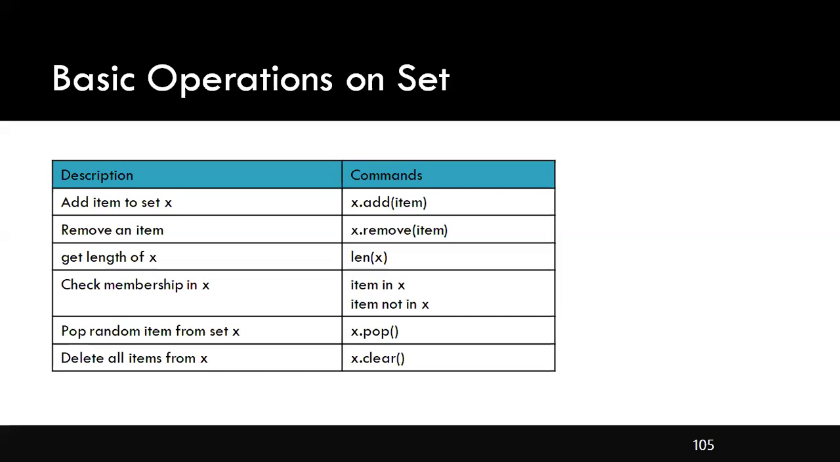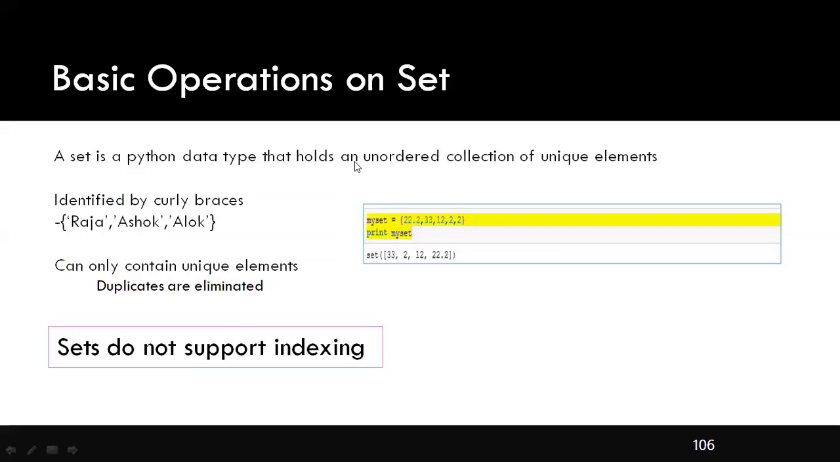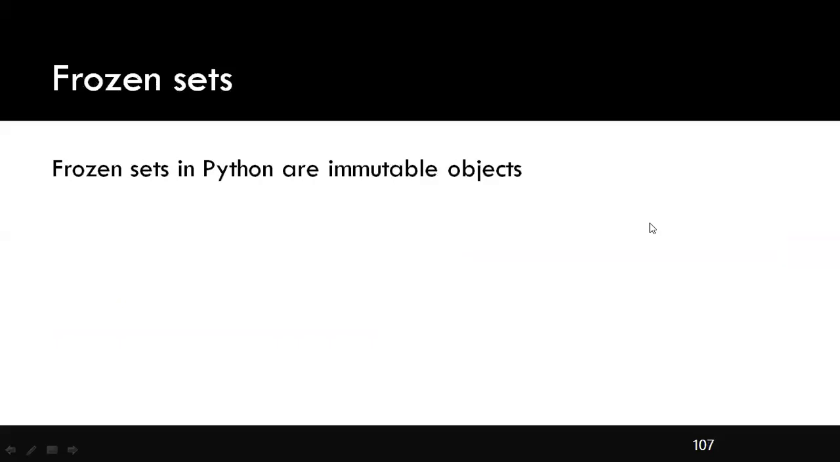Next, you have something called frozen sets. Frozen sets are immutable objects, so you cannot modify the data once you define the frozen set. How do you define it? You can use the frozenset function. Inside it, if you give 1, 2, 3, you cannot modify the values, and you cannot add values either. Anyhow, we will see frozen sets.